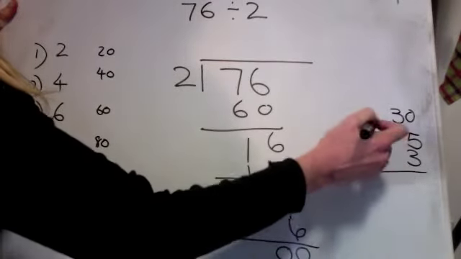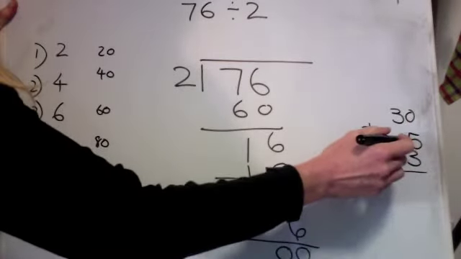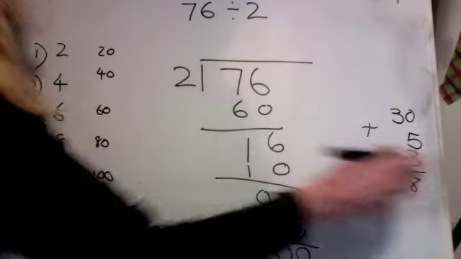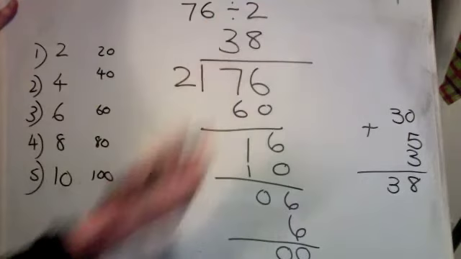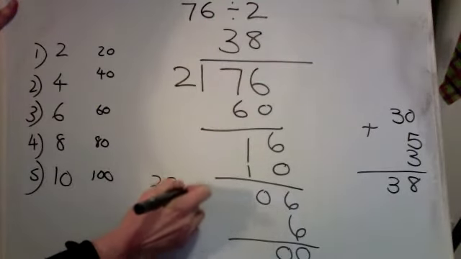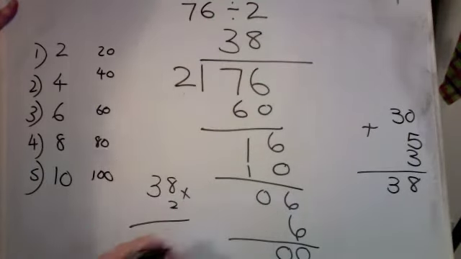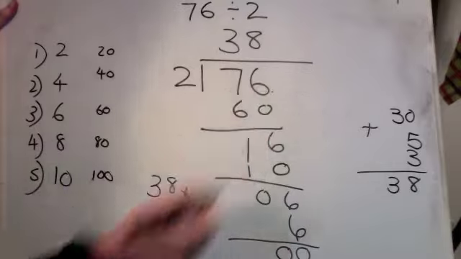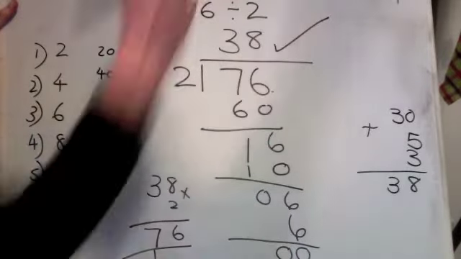Add them up to see how many there were. 30, 35, 36, 37, 38. The answer is 38, and let's check that. 38 times 2. 2 times 8 is 16, 2 times 3 is 6, add 1 is 7. 76, 76, 38 is correct.